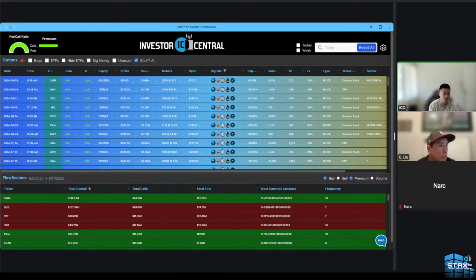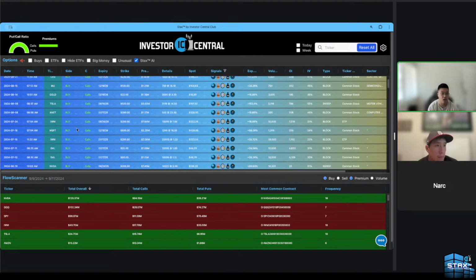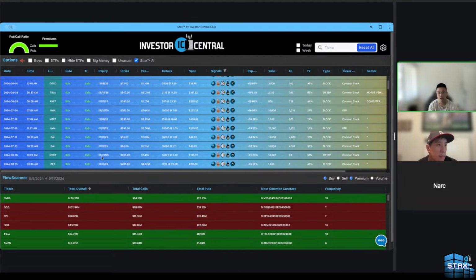I traded weeklies when I saw MU LEAPS being bought. I made a nice 50% return on the airplane trading weeklies. And again, like Eric said, it doesn't necessarily have to print every single day.